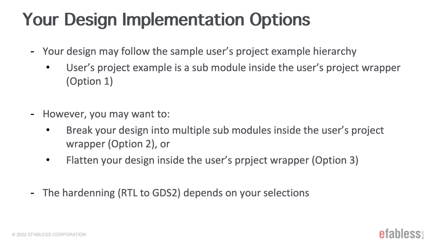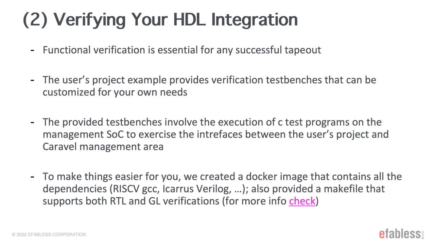In the example, we're using option one. You can use any of these three options, or maybe you can come up with your own option. However, the option that you select determines the way you should be hardening your design. In this user's example, because we're using option two, we need to follow a certain way for hardening the user's project and integrating it into the user's project wrapper. And all the provided make files and configuration are designed as such.